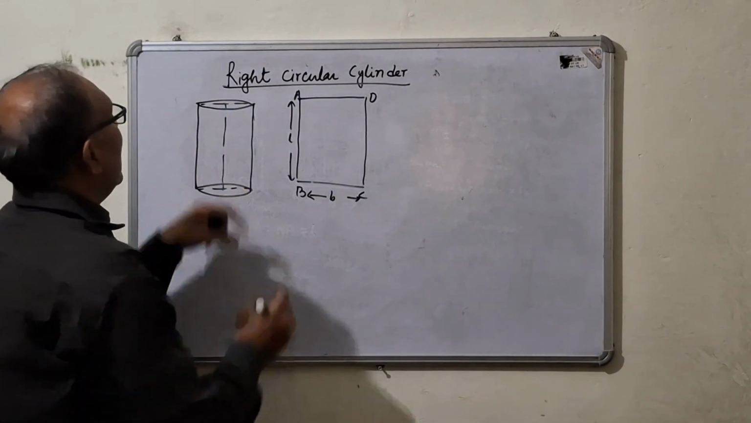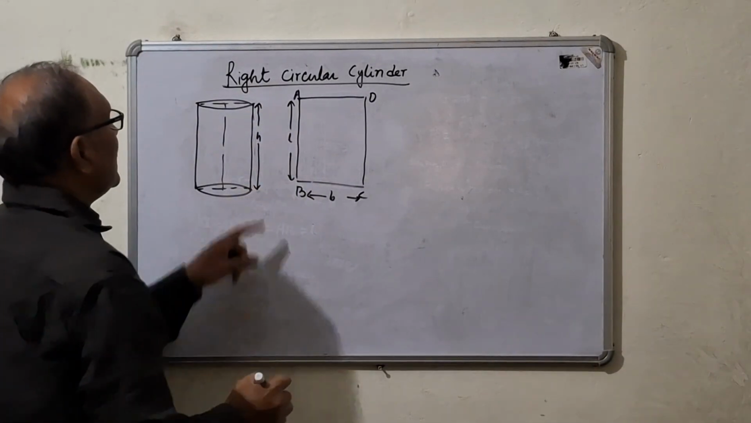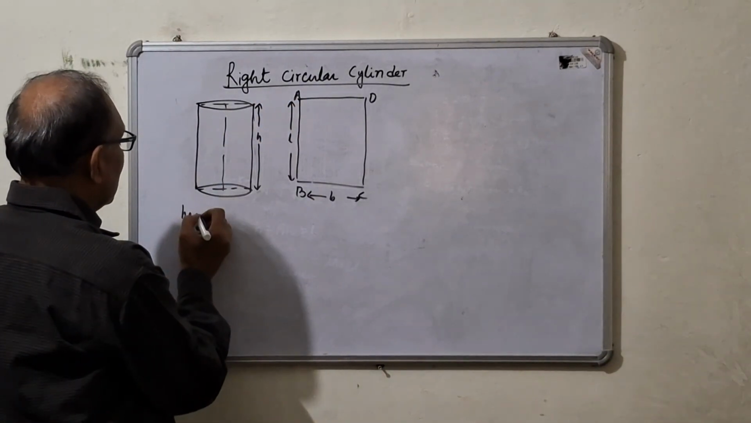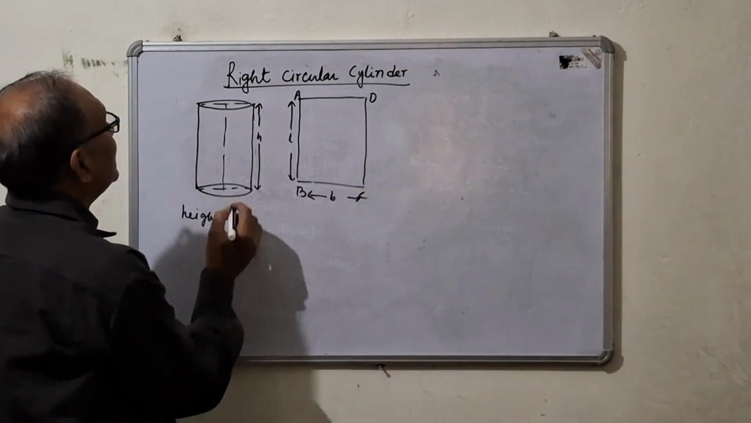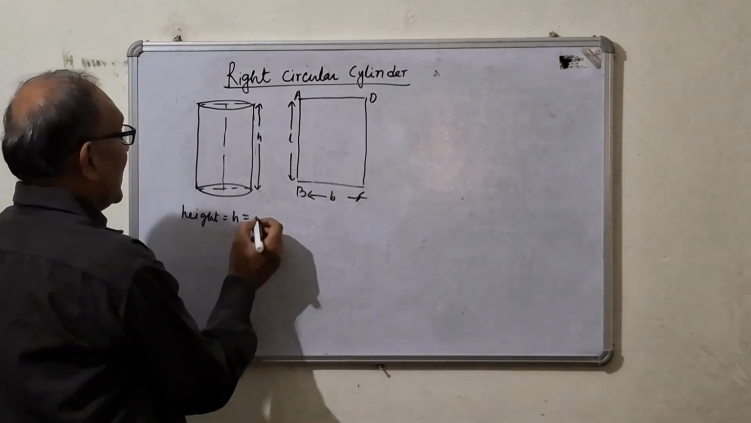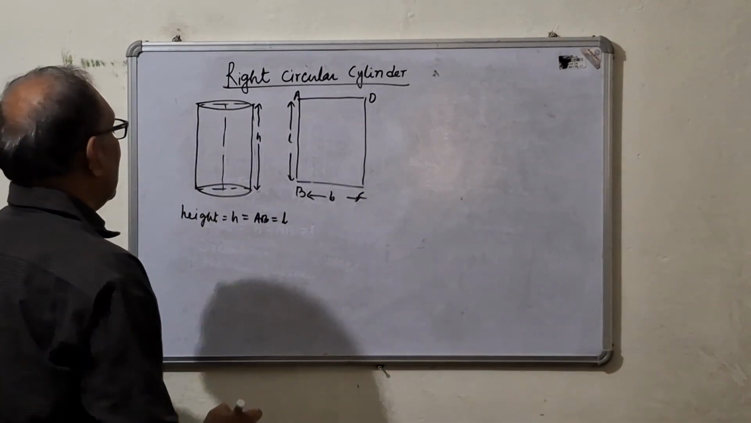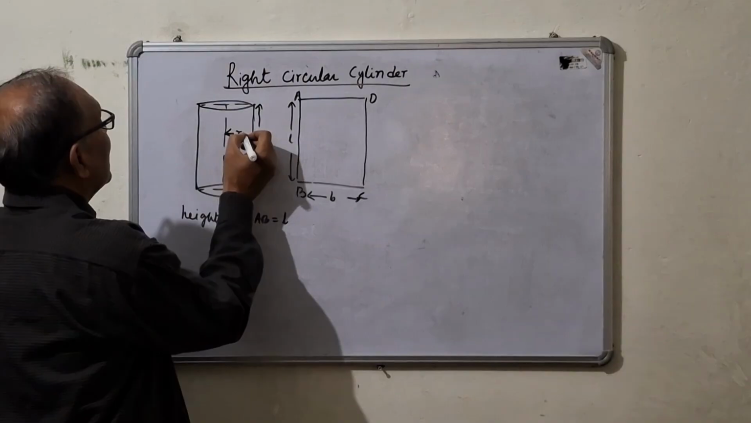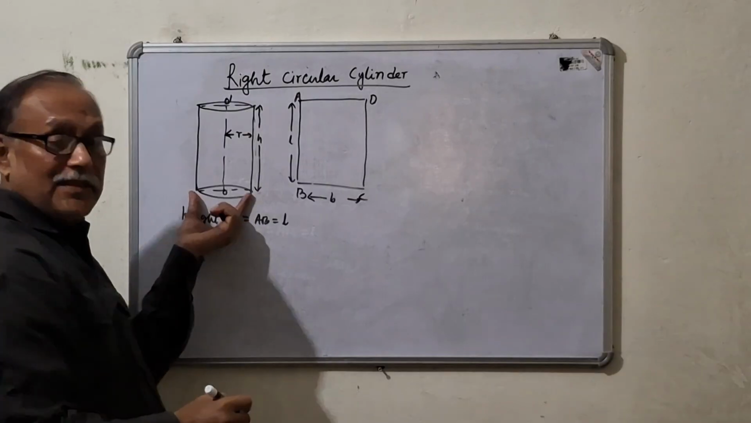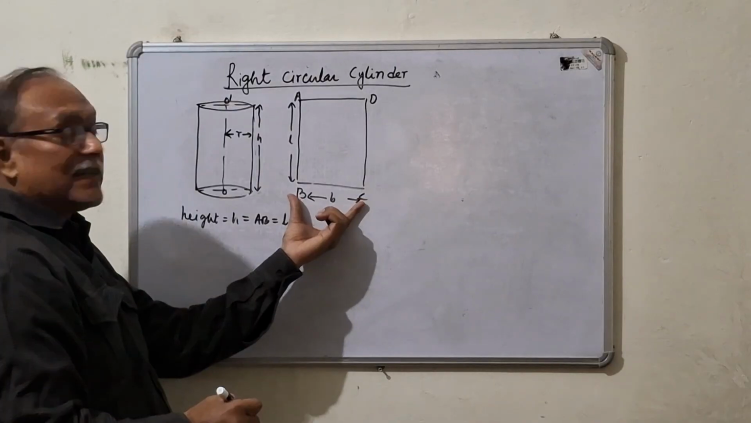So in this cylinder, the height of the cylinder will be h, which is equal to the length of the rectangle L. So height will be equal to h, which is equal to the length of the rectangle AB, that is equal to L. And if r is the radius of the cylinder, then the circumference of the base of the cylinder will be equal to the breadth of this rectangle.